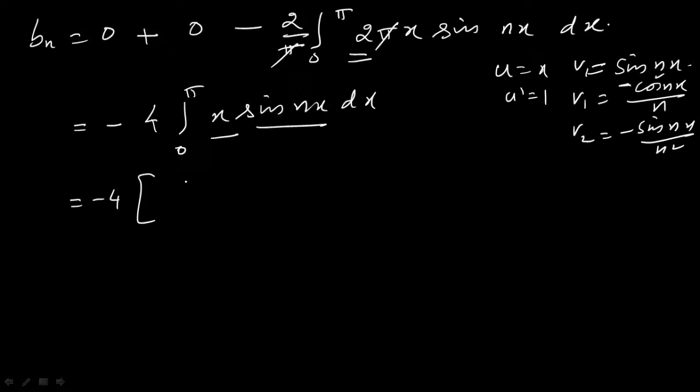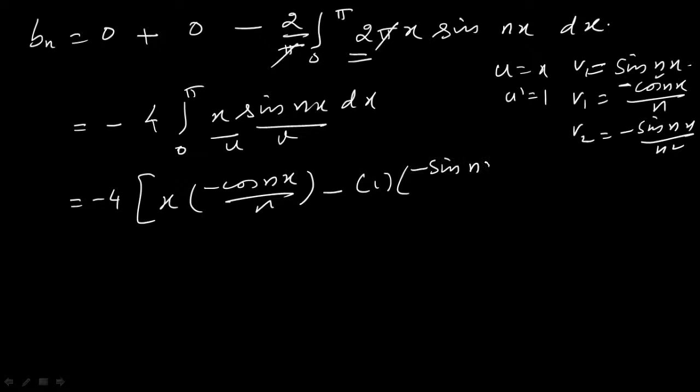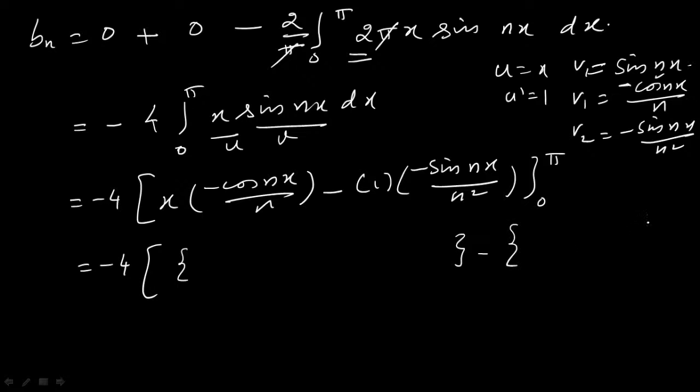So u v1, what is the formula? u v1. This is your u, u is x. v1 is nothing but minus cos nx divided by n, minus u dash v2. What is your u dash? 1. v2 is nothing but minus sin nx divided by n square. That's all, with the limit from 0 to pi. Let me substitute the limit. First the upper limit. If you substitute the upper limit, what happens? Upper limit minus lower limit. Bracket is a must, okay?